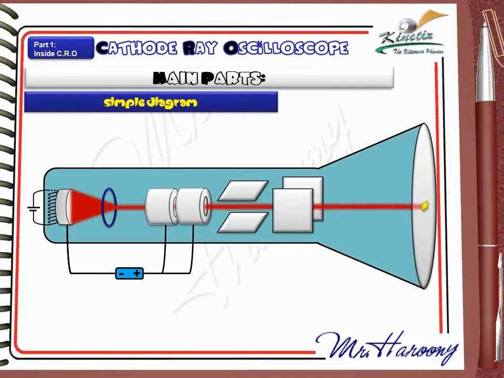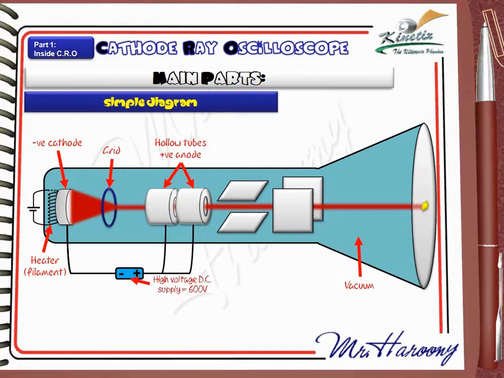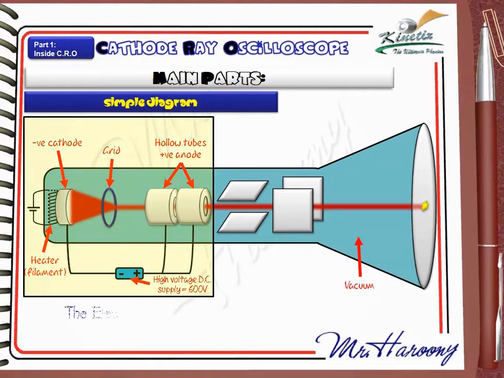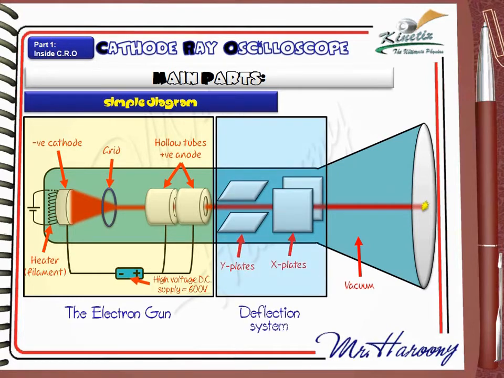Now label the parts. All the apparatus are placed in a vacuum tube. Starting from the left, the labels are the heater or the filament, the cathode, the grid, the two hollow tube anodes, the high voltage DC supply, and all these parts form the electron gun. The Y plates and the X plates form the deflection system.